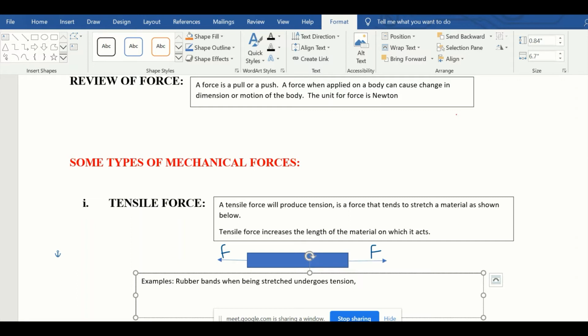Also, when a nut is being tightened, the bolts are under what? Tension. That's a good example. When a nut is being tightened, the bolt is under tension. So these are some examples of materials that undergo tensile force.